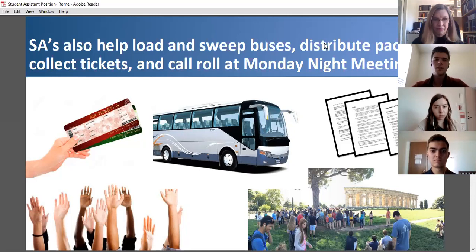There's Monday night meetings every week where for us it was in a big tent for part of the time. For you guys, hopefully it'll be back in the Aula Magna, which is the big classroom on campus. And each essay will switch off on a week-to-week basis and call roll during those Monday night meetings, which is another one of those smaller duties.